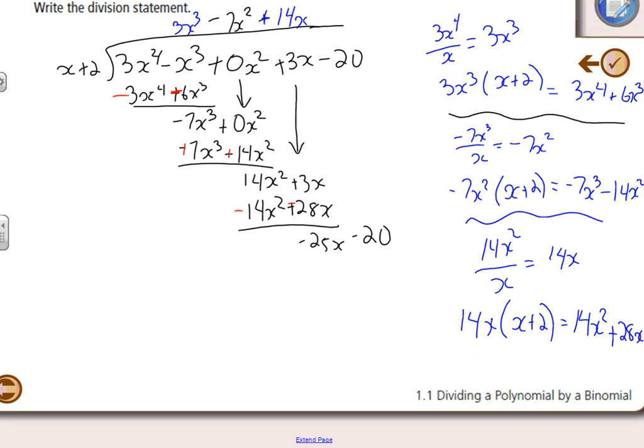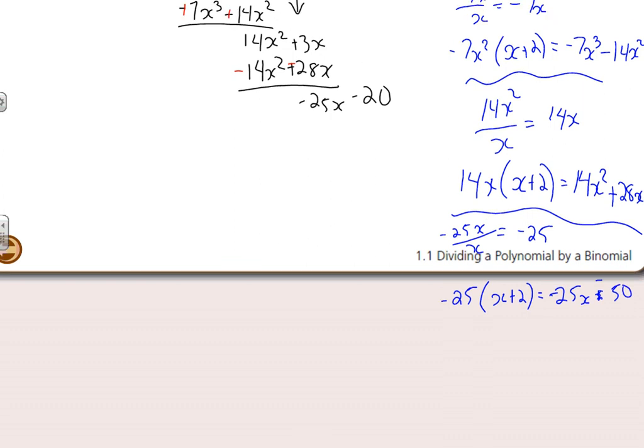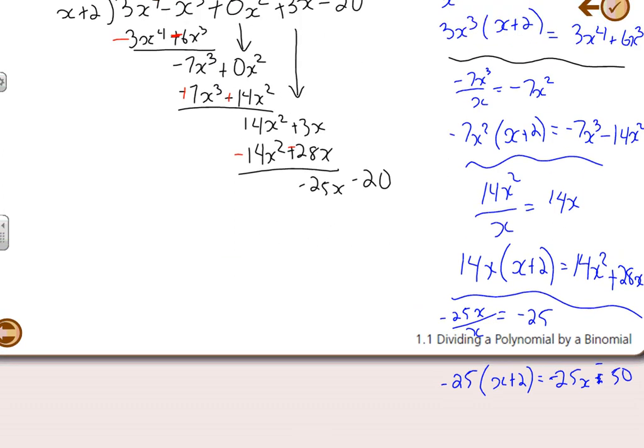And last one to repeat on here is negative 25x divided by x gives us negative 25. Negative 25 goes up on the quotient and expand. Negative 25 multiplied by x plus 2 gives us negative 25x minus 50. And change the signs and add. Leaves us with a remainder of 30.